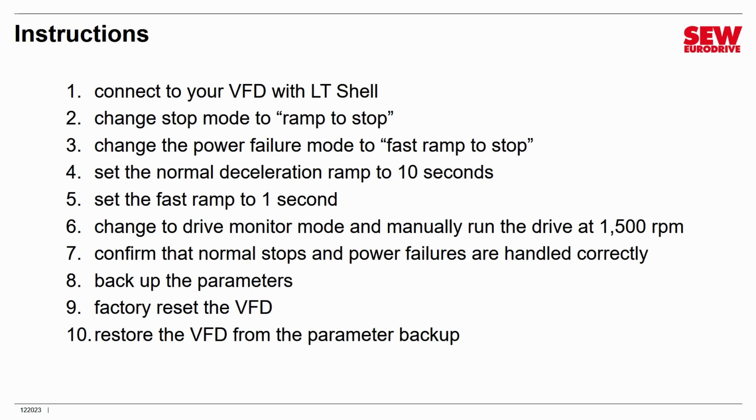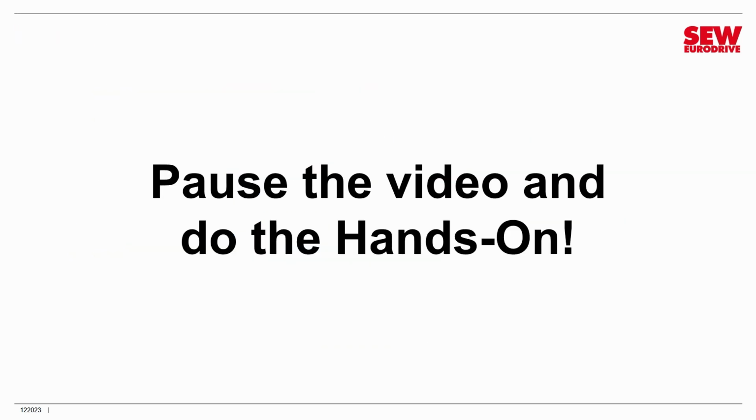Once you've done that, of course, turn your VFD back on, wait for it to come up, reconnect, and then back up your parameters. Back them up to a file, save them somewhere on your local storage, then factory reset the VFD using LT Shell, not the keypad, and then restore your backup into the VFD and confirm that everything is back where you expect it to be. All right, it's a lot of things to do, but they're all easy things to do, so go ahead, pause the video, and do the hands-on.